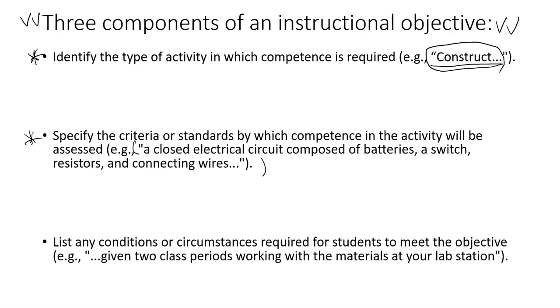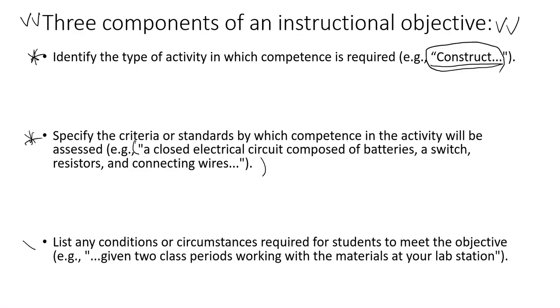So when you are assessing that, you look at it and say, oh, is the circuit closed? Yes, it is. So you give it a mark. Do I have a switch? Oh, yes, we have. Do we have resistors? Yeah, we have. What about the connecting wires? So that is the criteria or standard by which this competence is going to be assessed. You need it to be specific so that if someone is making an assessment, they need to know what to look for.